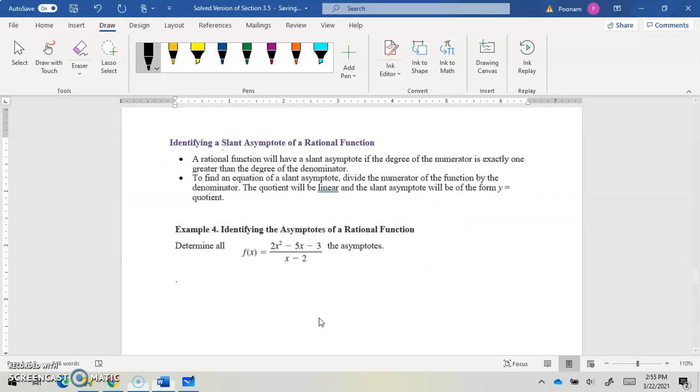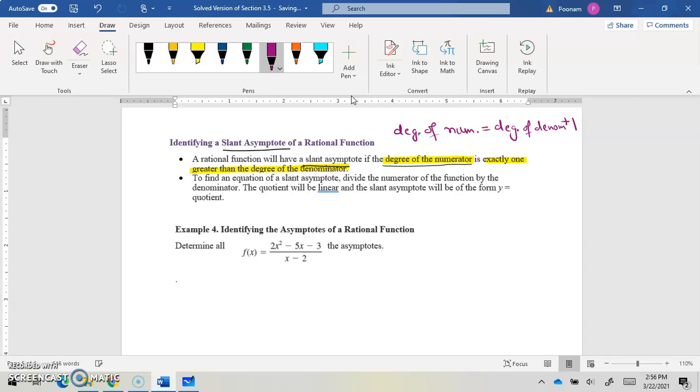We can also find slant asymptotes. A rational function will have a slant asymptote if the degree of the numerator is exactly 1 greater than the degree of the denominator. So, this is very important. When can we have a slant asymptote? When the degree of the numerator is exactly 1 more than the degree of the denominator, meaning it will be the degree of the denominator plus 1.